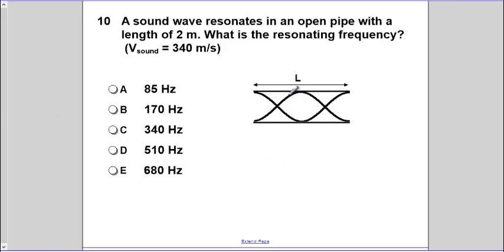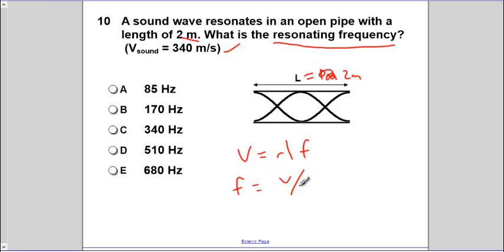Let's look at this one. So now what is the resonating frequency? What is the pitch of this tube, assuming the velocity is 340 meters per second? So we stated previously that the wavelength is, let's read, 2 meters. And so we know that velocity is lambda times frequency. Frequency is velocity divided by lambda. So 340 meters per second divided by 2 meters gives us hertz. 340 divided by 2 is 170 hertz.